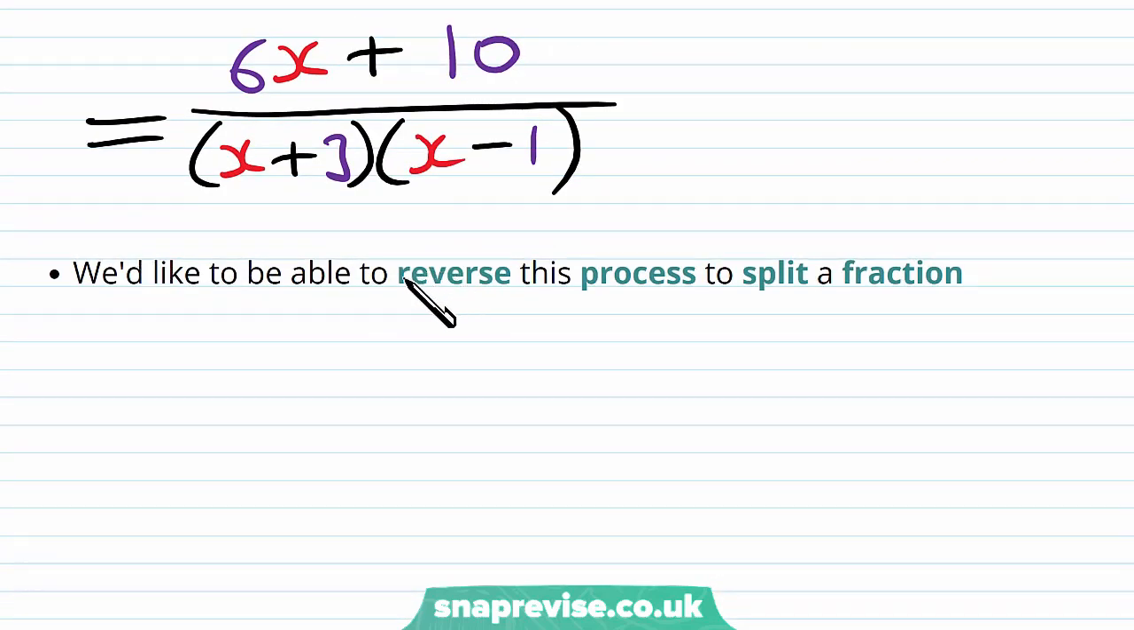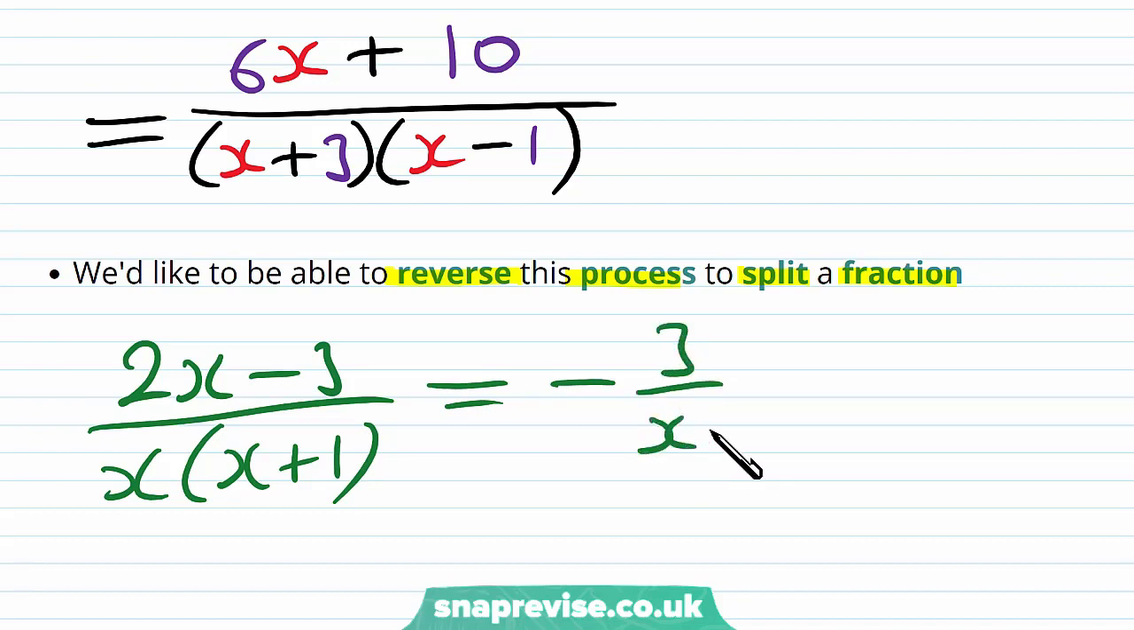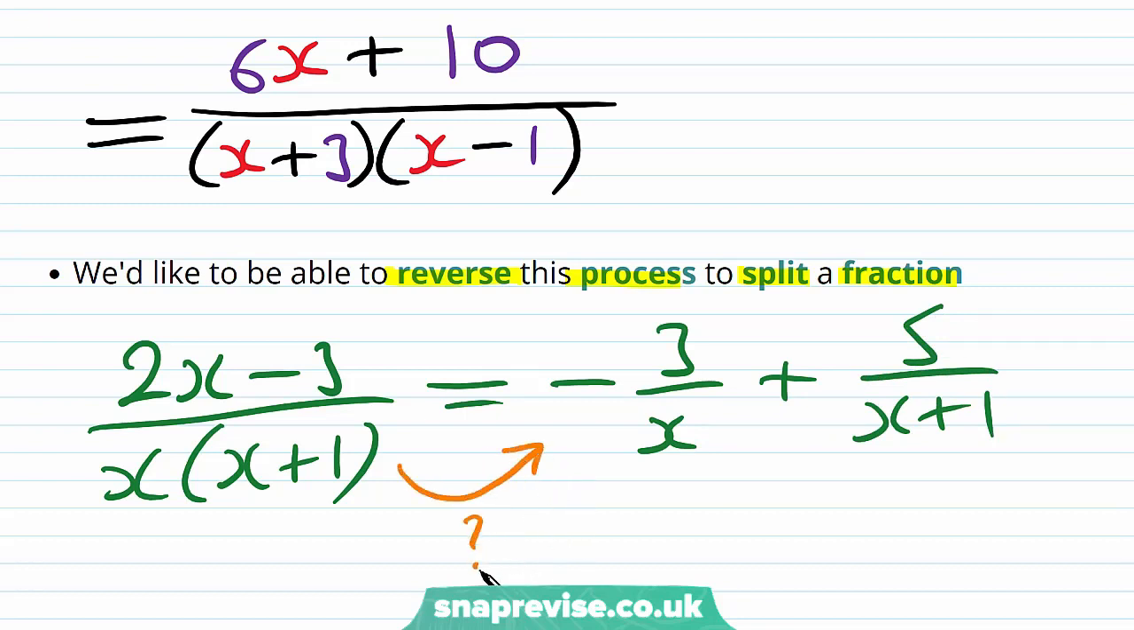We'd like to be able to reverse this process to split a fraction. Let's say we had 2x minus 3 divided by x multiplied by x plus 1. We would like to use some kind of method to split this into the following fractions. Again, the method that we'll use here is currently unclear, but hopefully we will develop this method in this video.